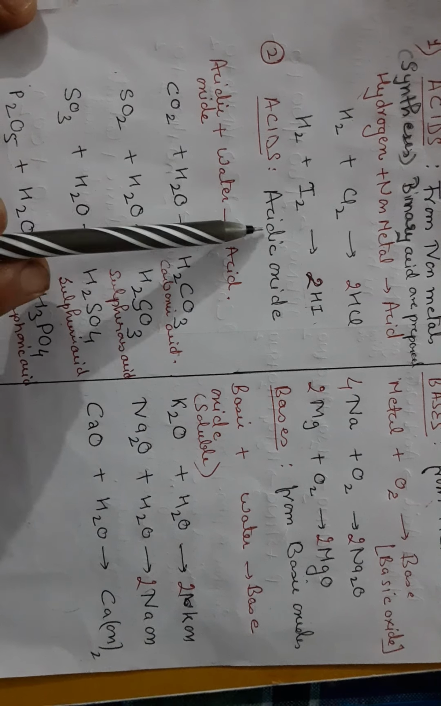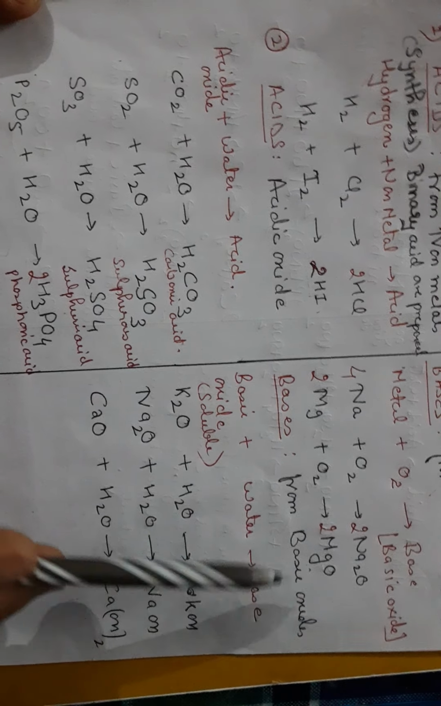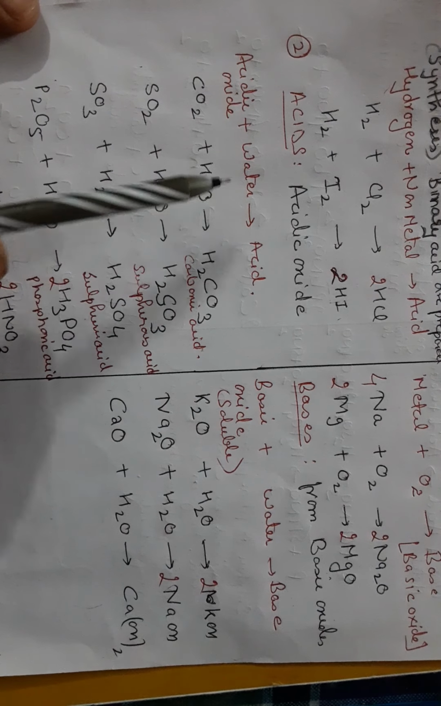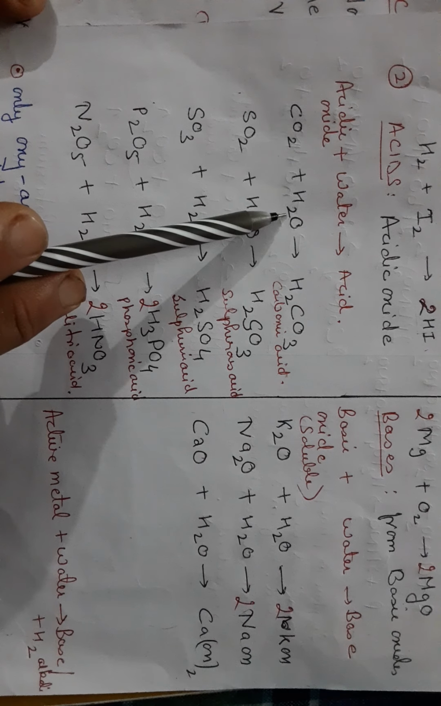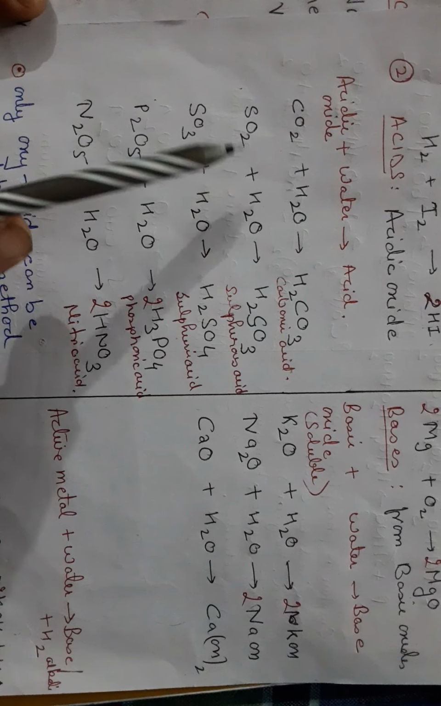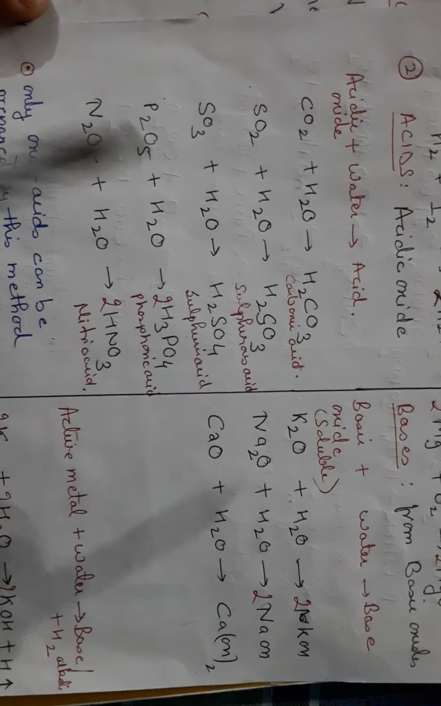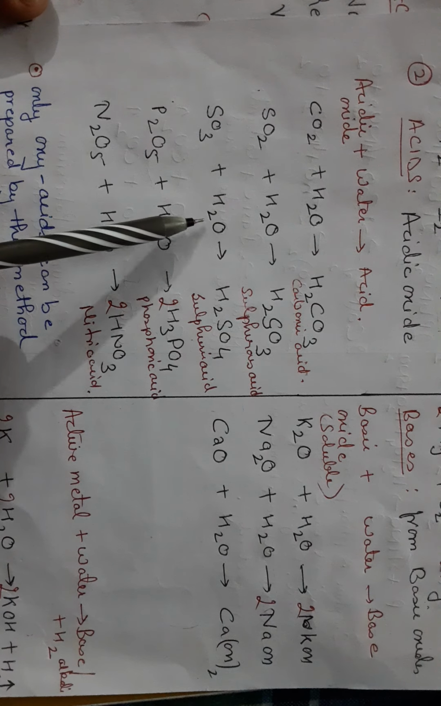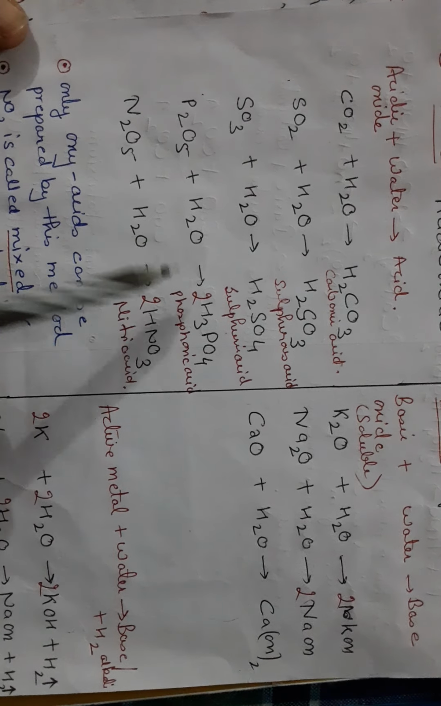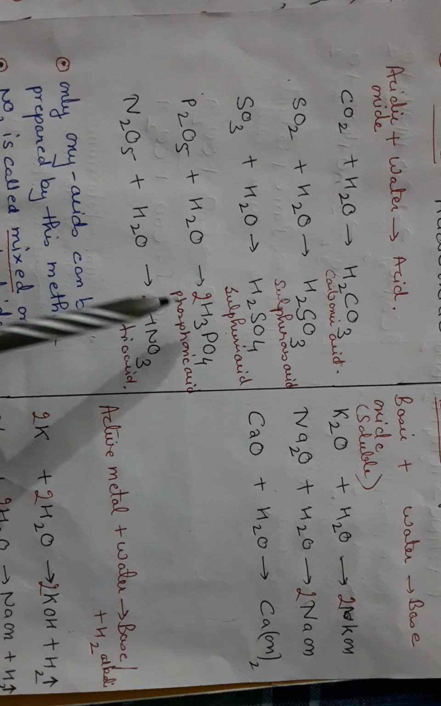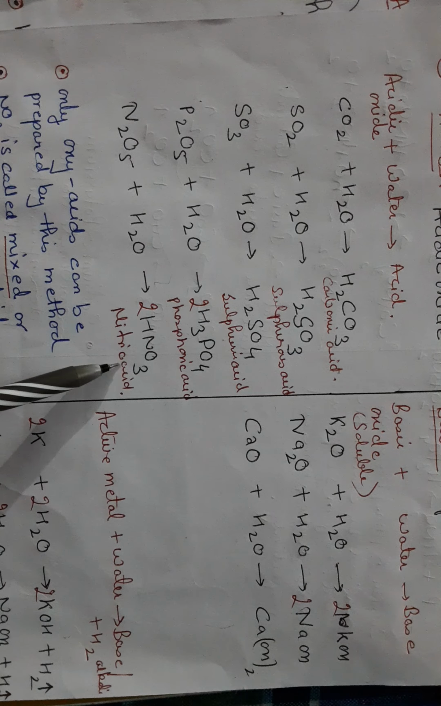The second method is preparation of acid from acidic oxide, and preparation of bases from basic oxide. Acidic oxide reacts with water to form acid. Carbon dioxide reacts with water to form carbonic acid. Sulfur dioxide reacts with water to form sulfurous acid. Sulfur trioxide reacts with water to form sulfuric acid. Phosphorus pentoxide reacts with water to form phosphoric acid. Dinitrogen pentoxide reacts with water to form nitric acid.